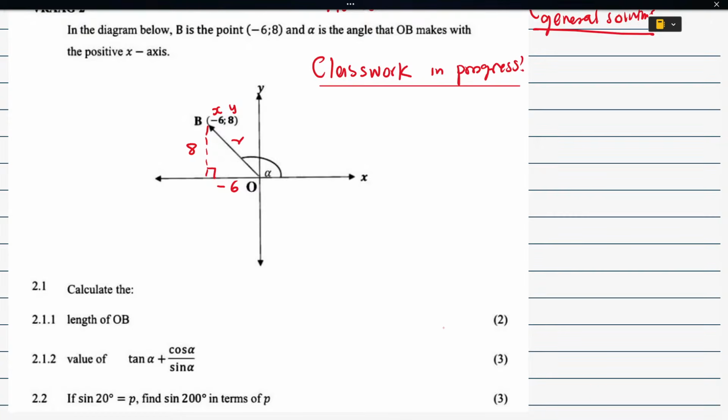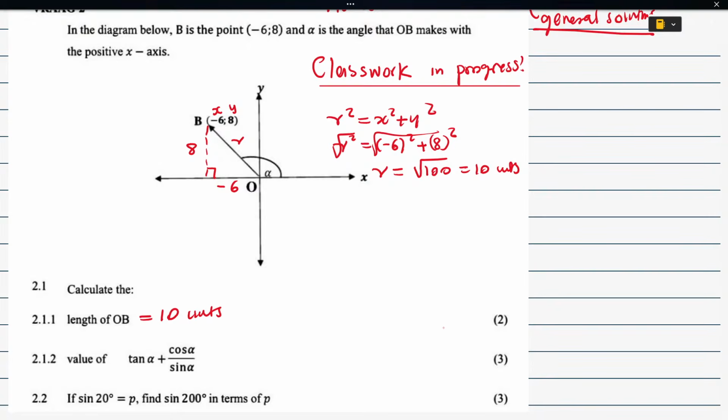How do you get r? You first use the theorem of Pythagoras. So you say r squared is equal to x squared plus y squared. Now you're looking for r squared. What is x? It's minus 6 squared. What is y? It's 8 squared. Therefore, you introduce a square root. R is always positive. That's why you don't even think twice. You just say the root of 100 is equal to 10 units. So now, the length of OB, you all agree that it's 10 units. That is what we did.